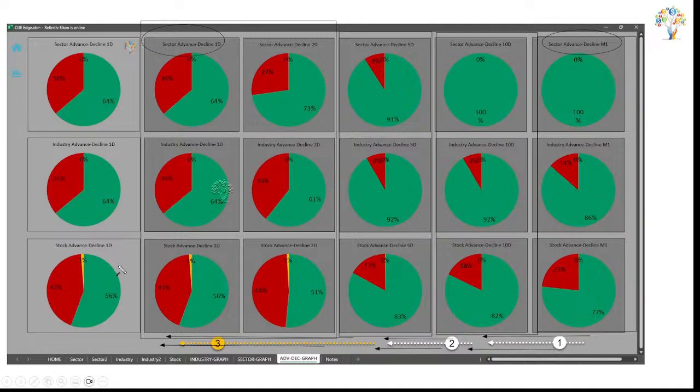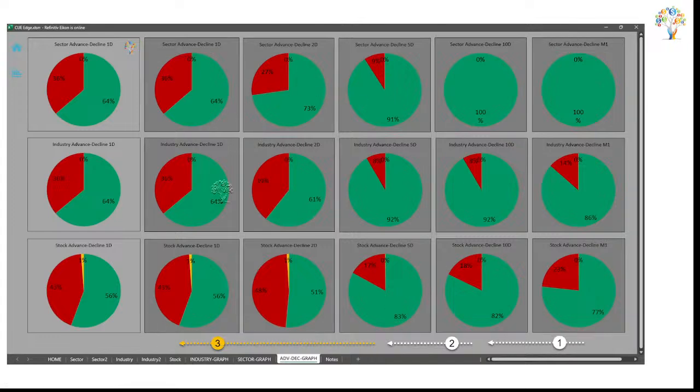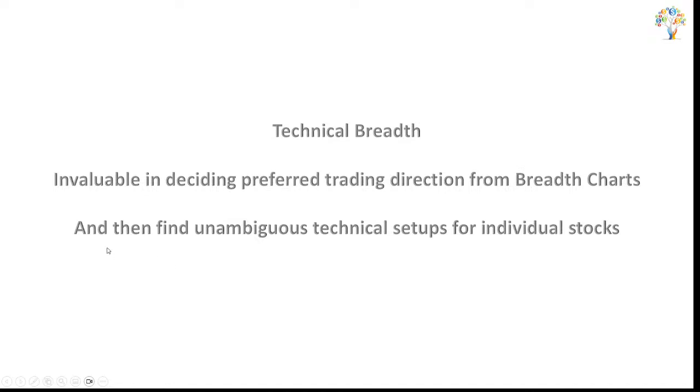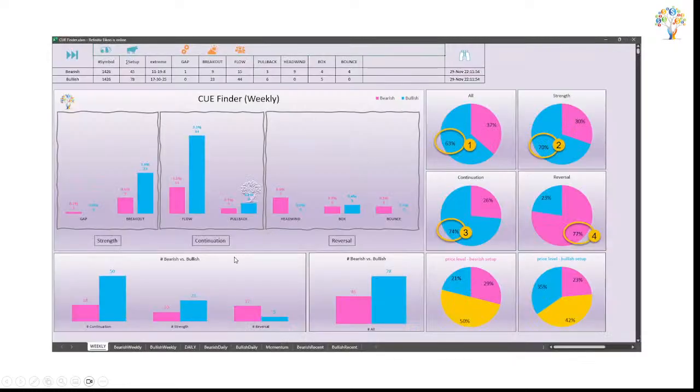That is a reason to stop buying or buy less, and that is also a reason to look to short stocks at a high price level. Technical breadth is invaluable in deciding preferred trading direction from breadth charts, and then find unambiguous technical setups for individual stocks.